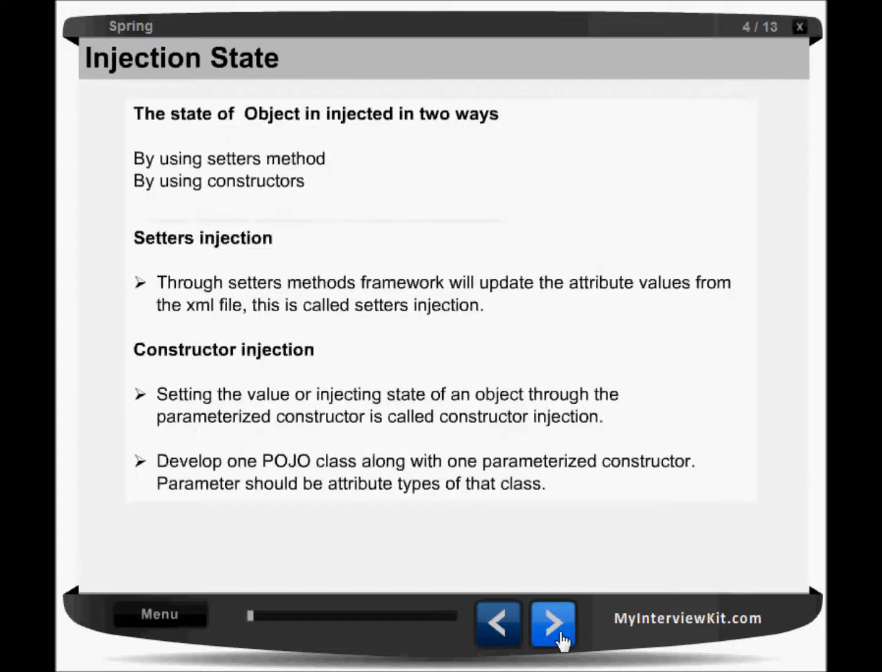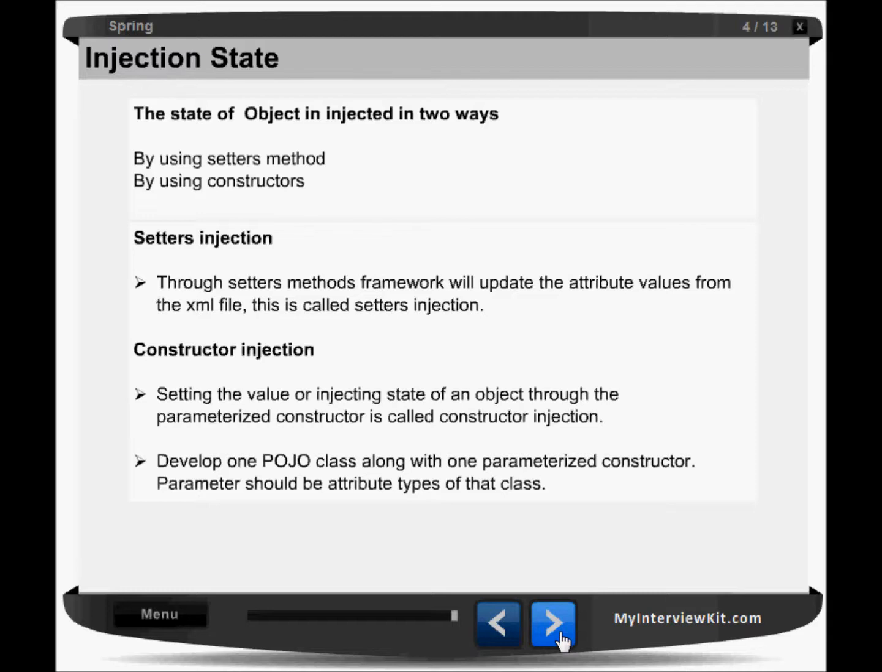So the state of an object is injected in two ways, by using a setter method or by using a constructor, right? This is the injection state in Spring. Through the setter method, the framework will update the attribute values from the XML file. This is called setter injection. And constructor injection is what? Setting the value or injecting the state of an object through the parameterized constructor is called constructor injection, right? I'll show you the code. It's very easy and very clean.